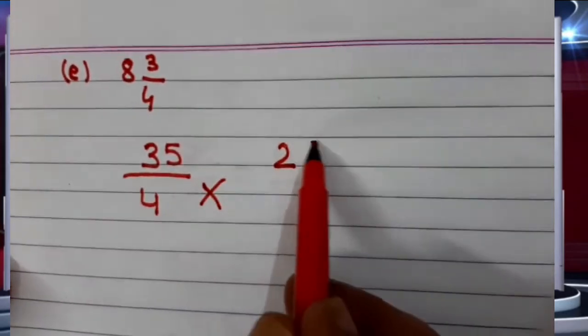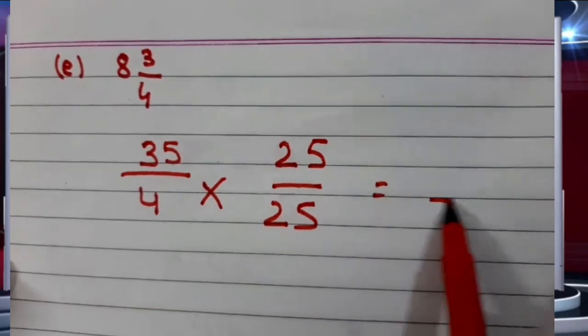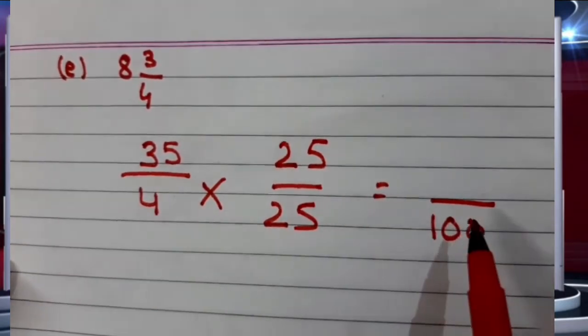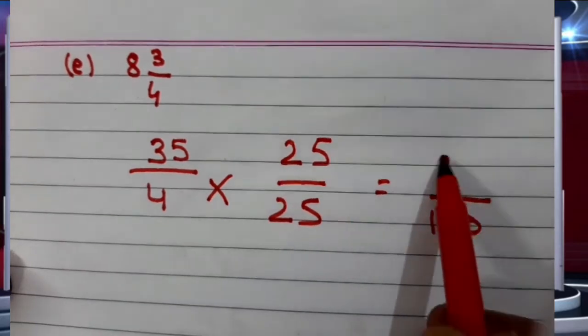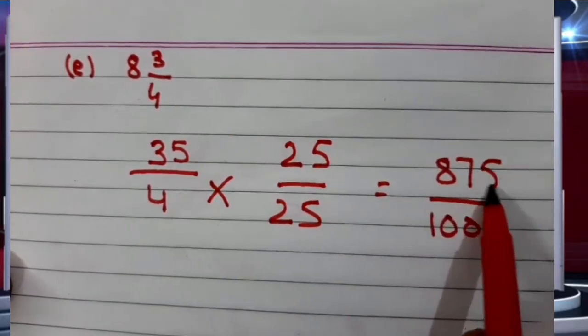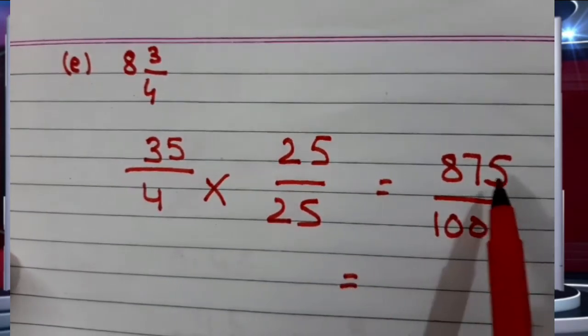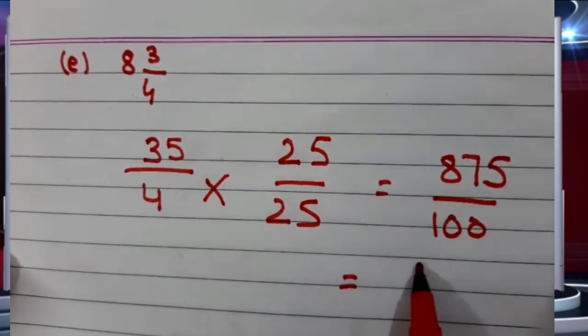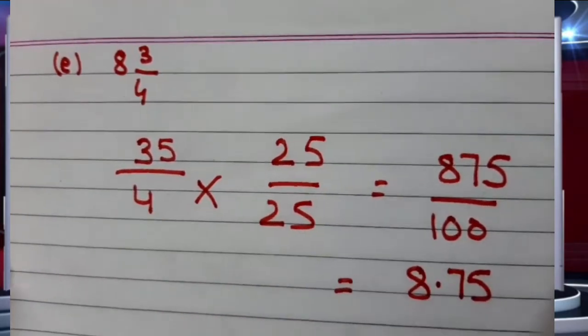See, here I am multiplying 4 by 25. 4 into 25 is 100 and 35 into 25 is 875. So now there are two zeros. So from the right side, I will count two digits and put a decimal here. That is 8.75.